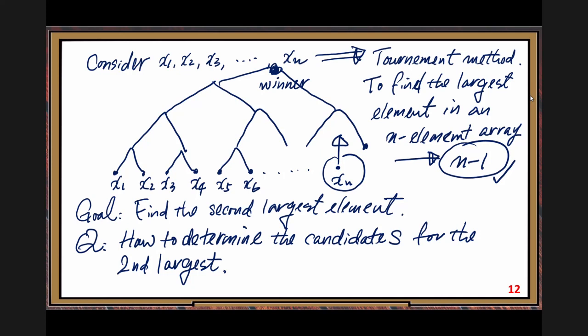So, do other students understand how to determine the candidates? The candidates should have some relationship with the winner, right? In order to determine the candidates, what is the relationship between the candidates and the final winner? Think about that. That relationship is important.